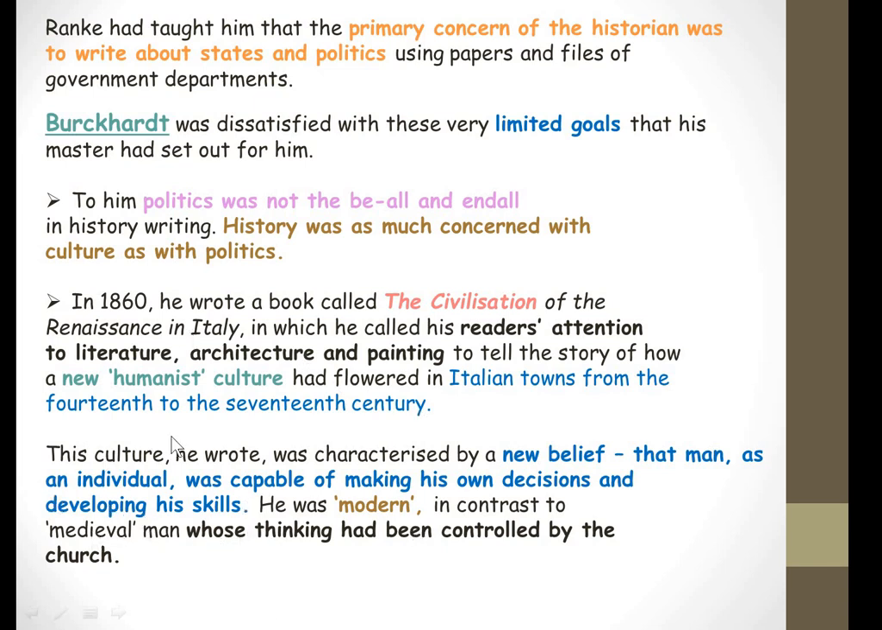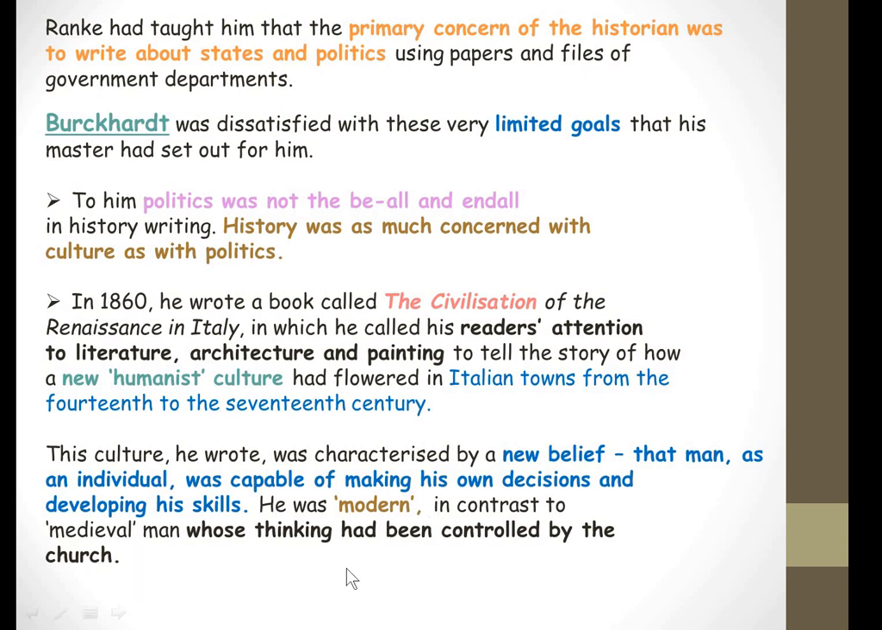He was an individual. That itself is a very great term. Man should be seen as an individual who has to operate on his own decisions and develop his own skills. So he was actually modern, in contrast to medieval man. That is when people started thinking about the contrast between modern and medieval man.